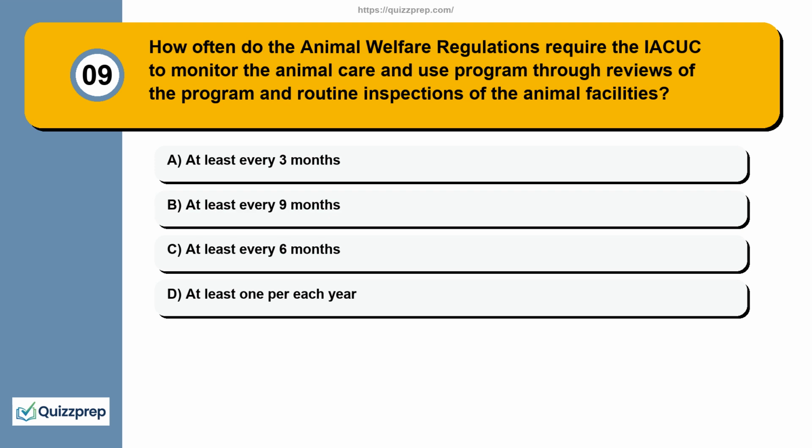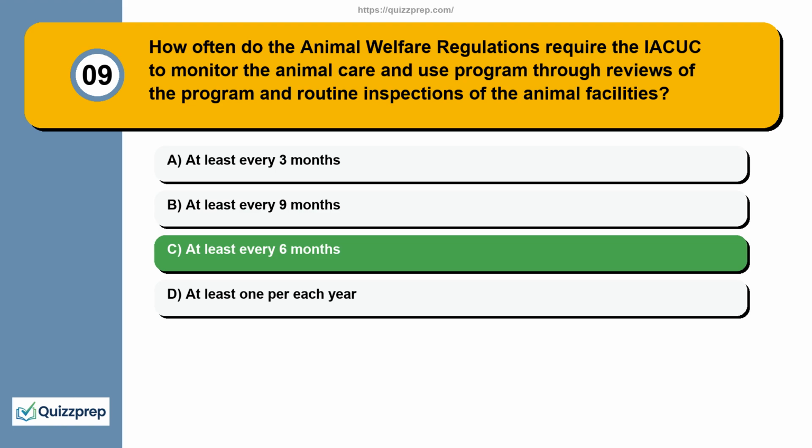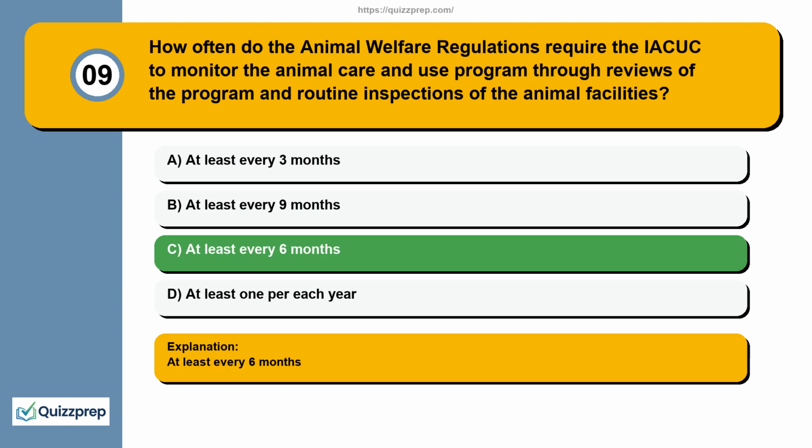Question 9. How often do the animal welfare regulations require the IACUC to monitor the animal care and use program through reviews of the program and routine inspections of the animal facilities? Option A. At least every 3 months. Option B. At least every 9 months. Option C. At least every 6 months. Option D. At least once each year. The correct answer is option C. At least every 6 months.